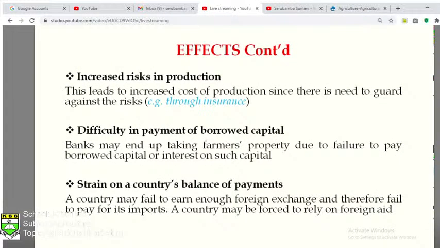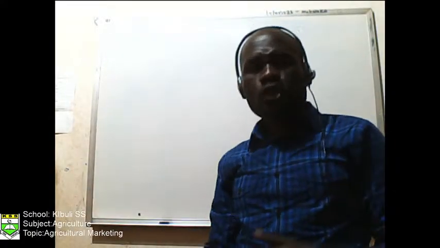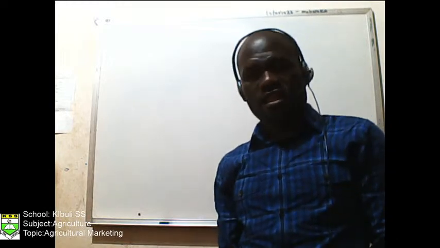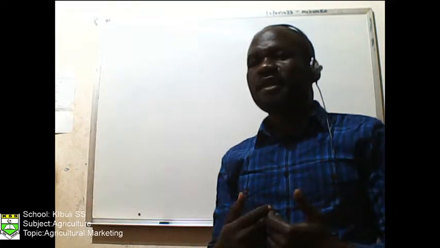Then it can increase the level of risks in farming. These unstable prices make it easier for risks to occur. Because remember, one of the risks and uncertainties was the uncertainty of price, where you don't know how much you're going to sell your particular product for. Then if the price is unstable, it becomes difficult for a farmer to pay a loan, to pay borrowed money, to pay credit, to pay interest on a loan. You can be expecting a lot of money and you don't get it. And you can be expecting less money, you get too much and you get excited. So this rising and falling of price is not a good thing.